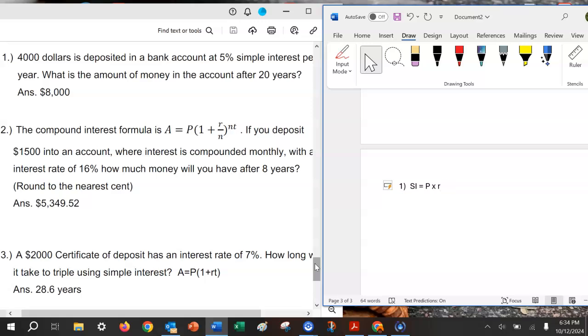So $4,000 is deposited in a bank account at 5% simple interest per year. What's the amount of money in the account after 20 years? So first we have to find out how much interest you earn in 1 year. That's 4,000 times the interest rate of 0.05. Make sure you put that in decimal point. Yes, you could multiply that quite easily, but we'll get our friend the calculator.